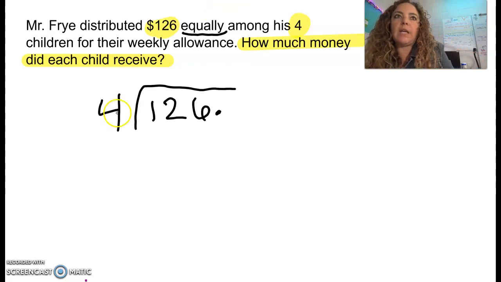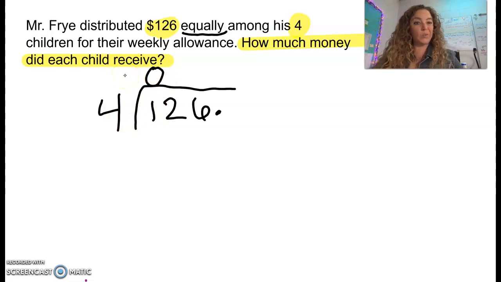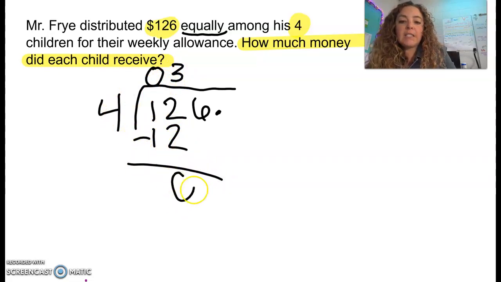So we're going to look at it, and think, okay, does 4 go into 1? Nope, sure enough, does not. That would be too little. 1 is too little for 4 to go into it. But does 4 go into 12? Sure it does. I can count by 4s. 4, 8, 12. So it goes 3 times. So I'm going to put a 3 up here. 3 times 4 is 12. And I'm going to subtract. I get a 0, right?